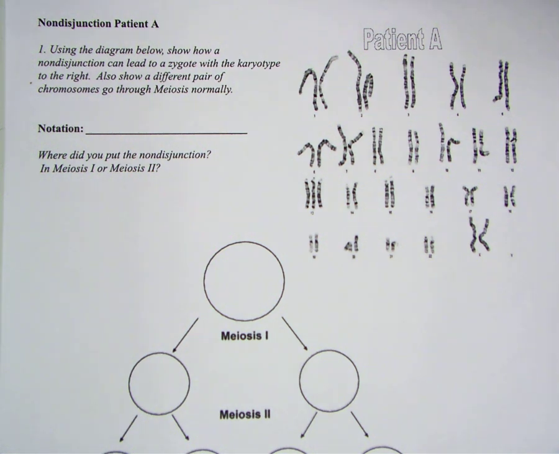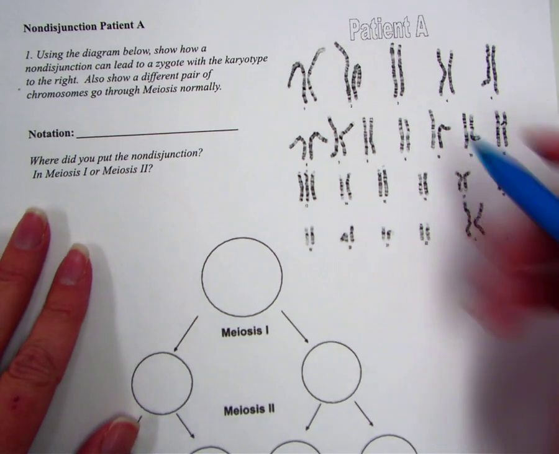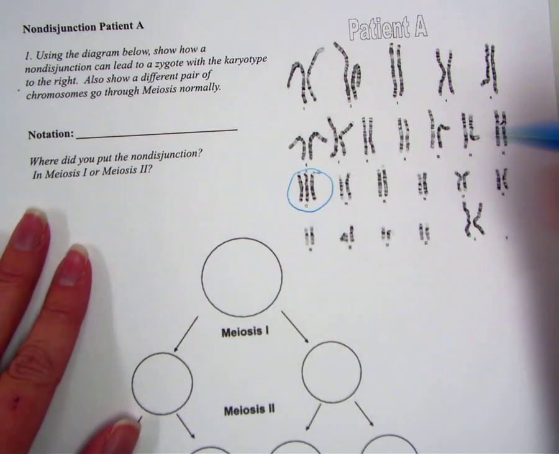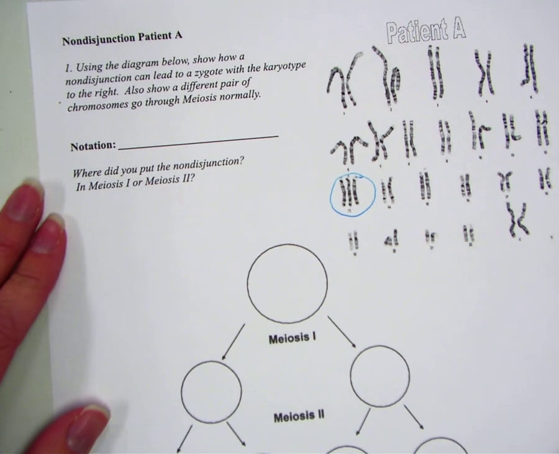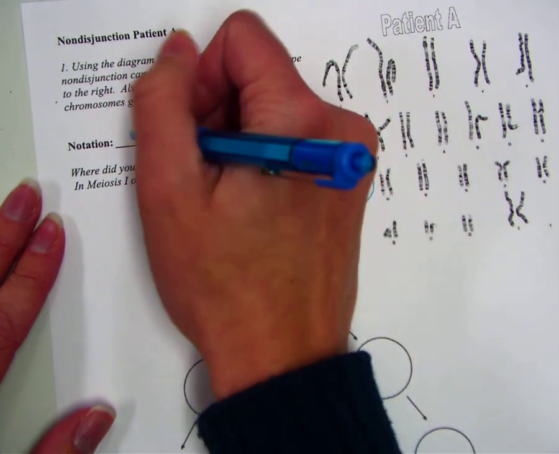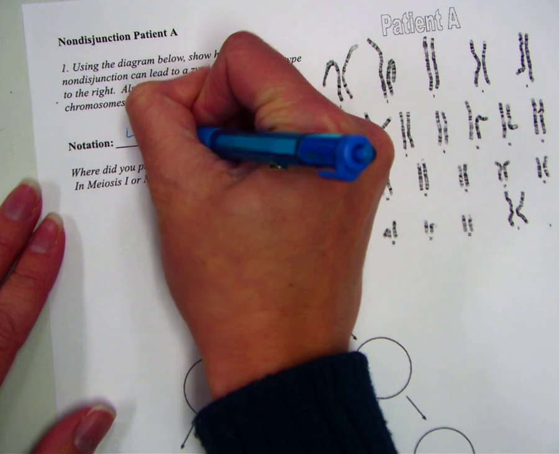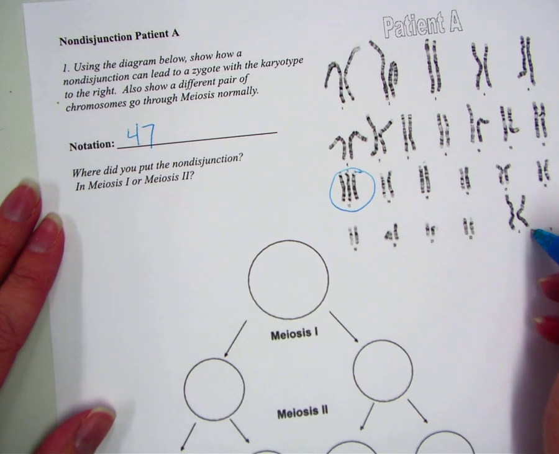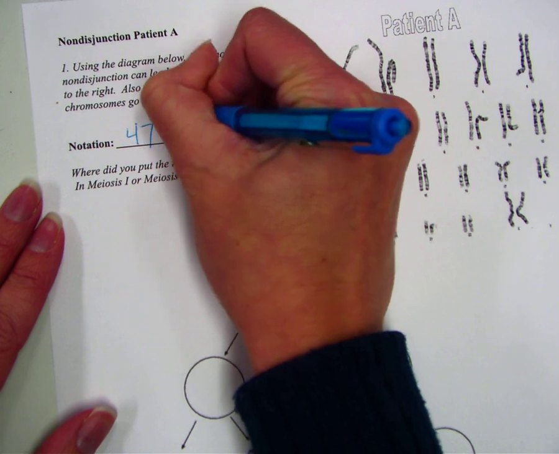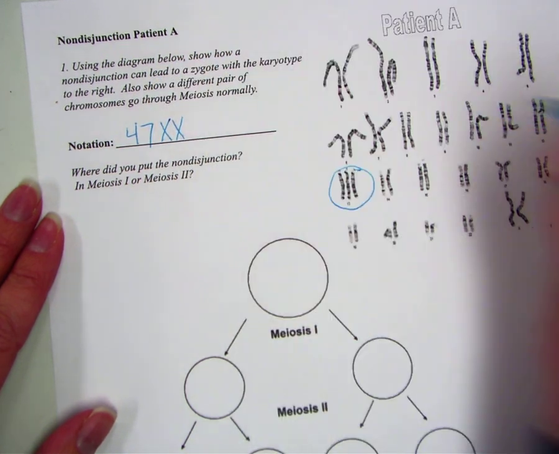Now we're going to look at patient A. With patient A, if you look carefully, you'll see that there is an extra chromosome 13. So in my notation, I'm going to say that there is an extra chromosome, so the total chromosomes add up to 47. And I notice that this is a female with 2 X chromosomes, X, X.